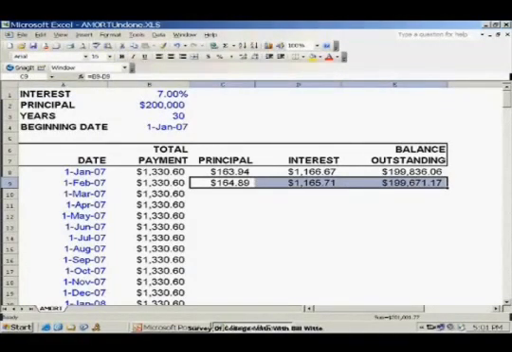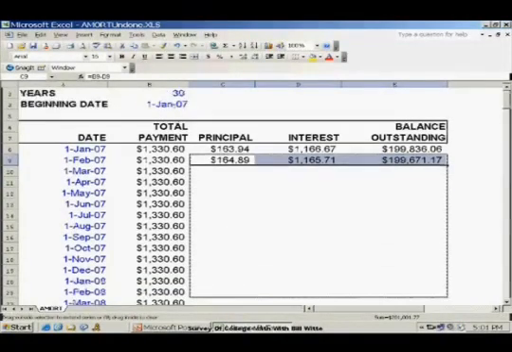See, there's only one little box. And copy all that down. And these are all formulas. Remember that my principal increased as my interest decreased. And of course, my balance hopefully decreased. So let's copy all 3 of them down in one big swoop.